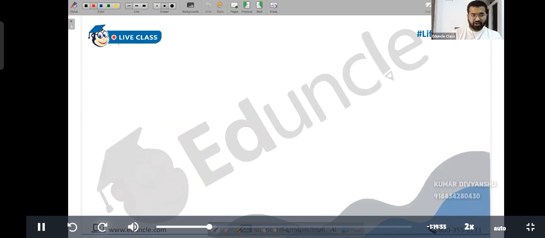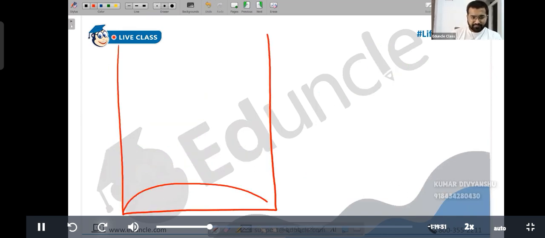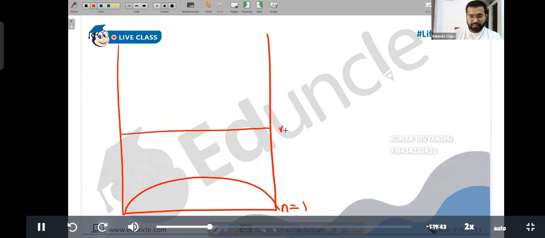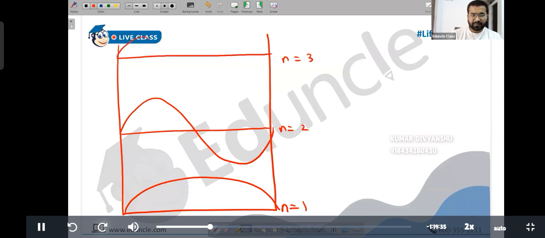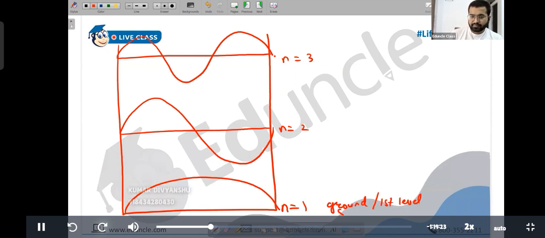So we can now draw all of them together. Let's say this is your half wave, for n equals 1. Then what happens at n equals 2? We get one complete wave. Then what happens at n equals 3? I'll get 1.5 waves, and then we can go on and on. This is the ground state, or first level. This is the first excited state, or second level.